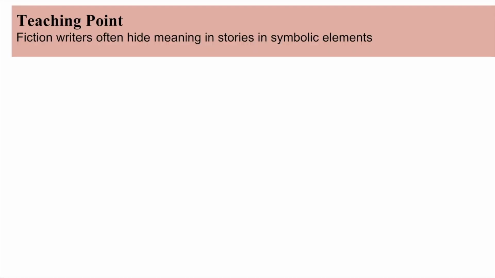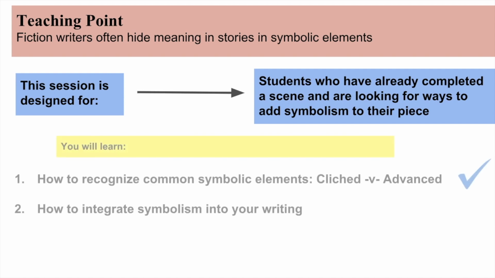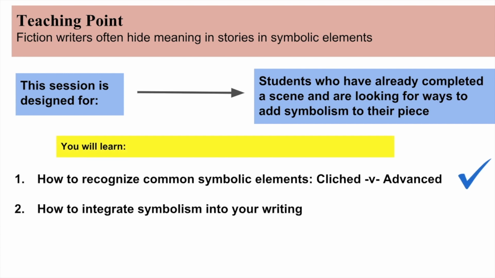Today's teaching point is fiction writers often hide meaning in stories in symbolic elements. Now, this session is designed for students who've already completed a scene or are looking for ways to add symbolism to their piece. You may want to watch this session before you've even started writing, and then naturally weave the symbolism into the piece after you've begun your writing. We're going to learn how to recognize symbolic elements, so the cliched and the more advanced. We're also going to learn a little 4-step strategy of how to actually write and integrate symbolism into your writing.